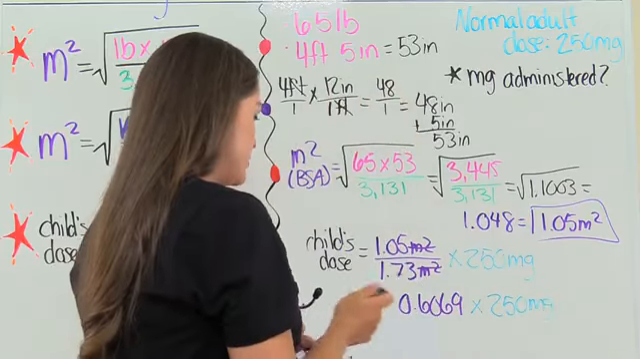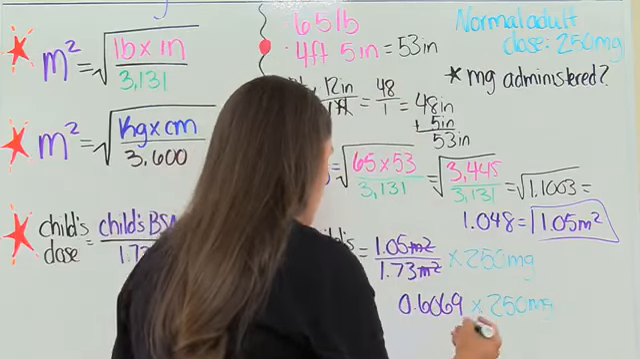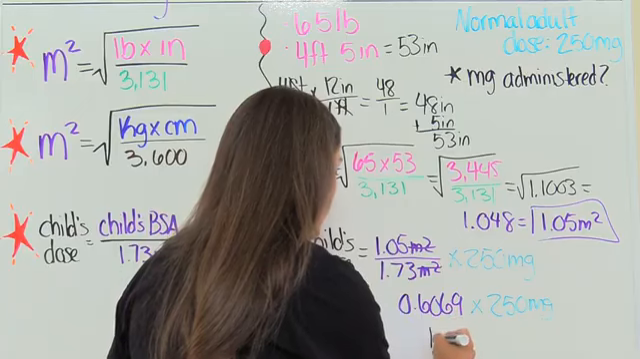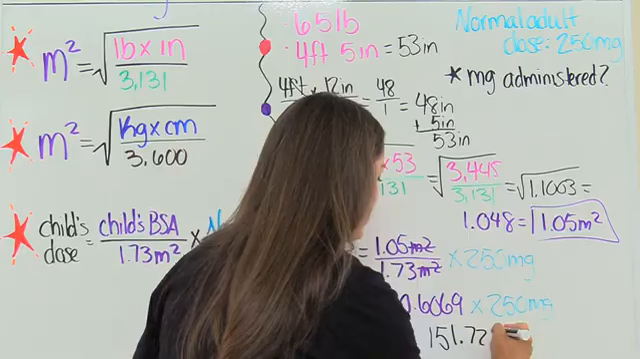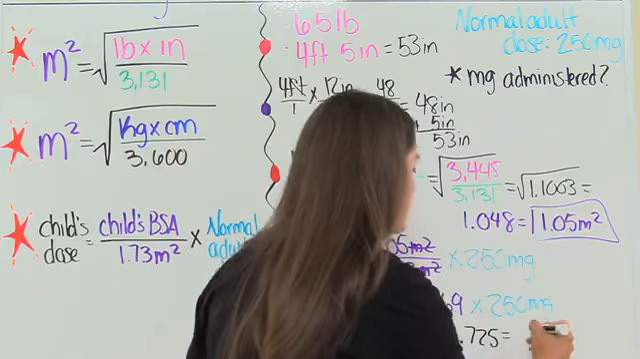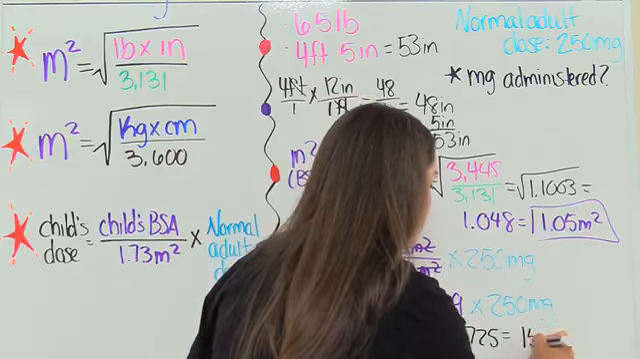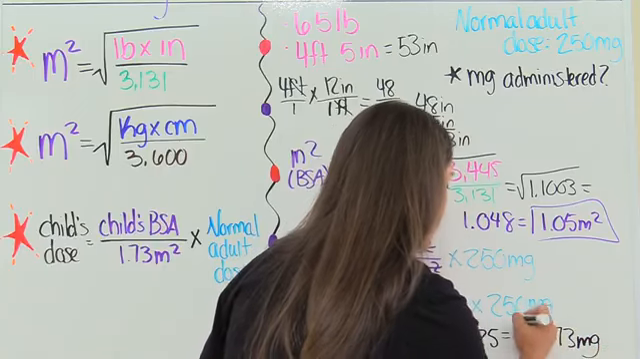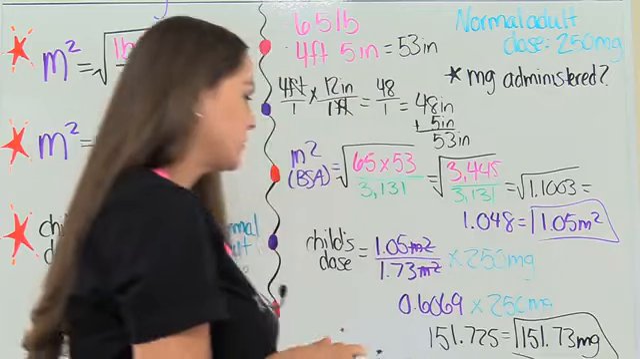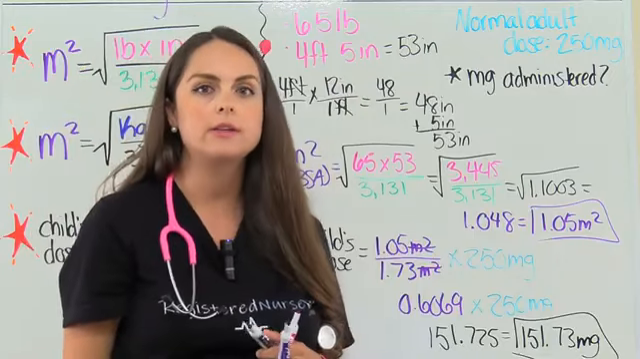And whenever you multiply that out, you get 151.725, and we're going to round to the nearest hundredth. So we get 151.73 milligrams. And that is the child's dose for this medication based on their body surface area.